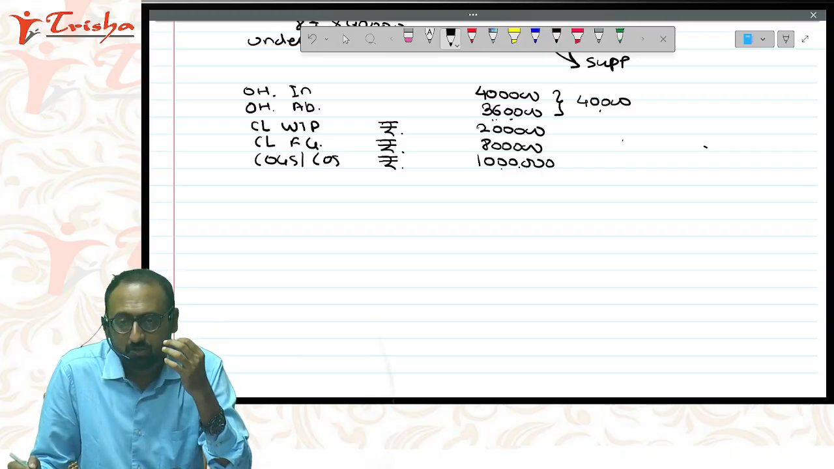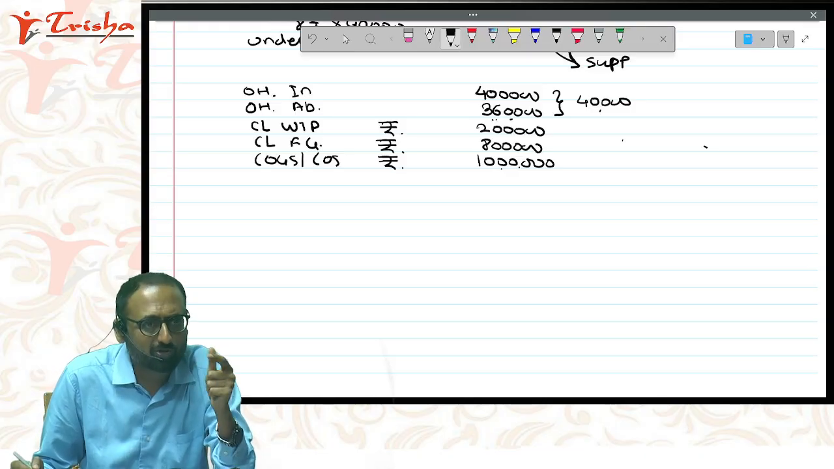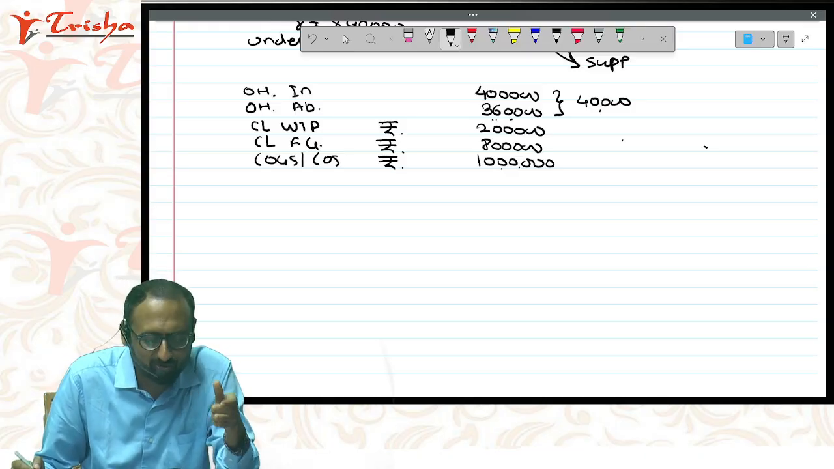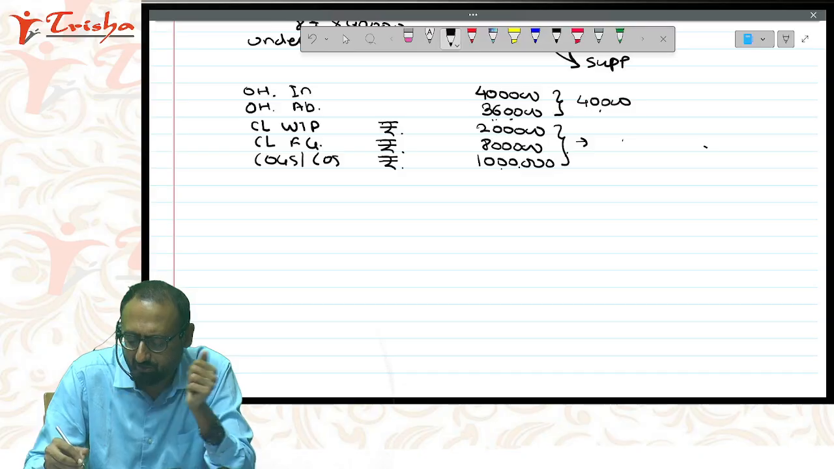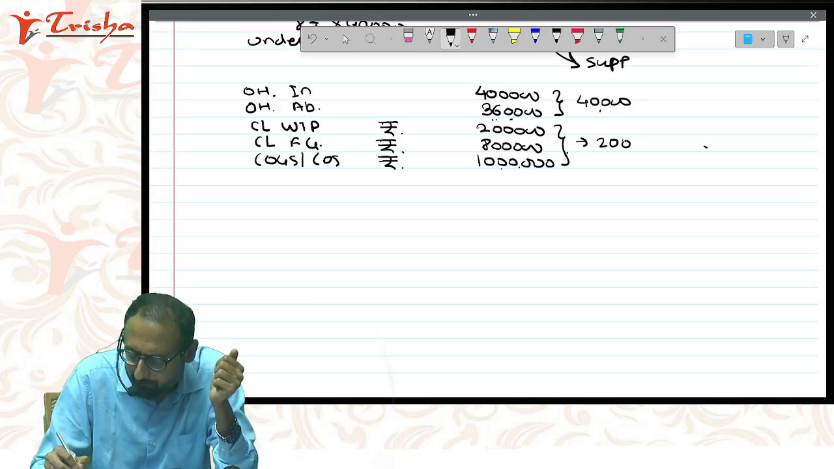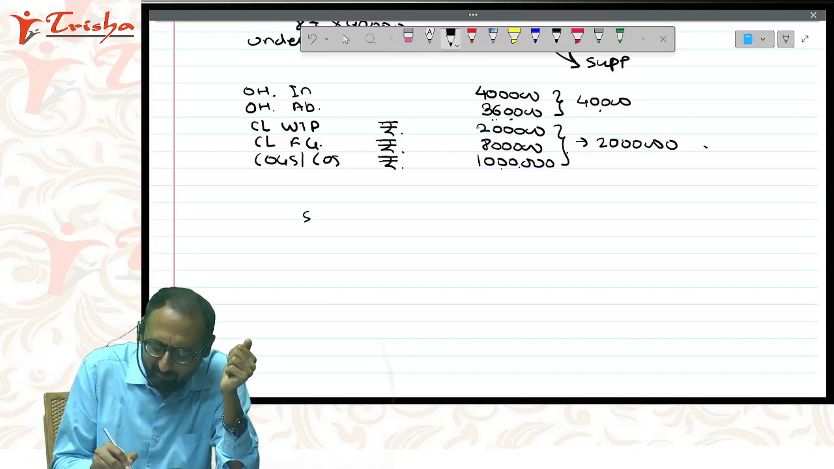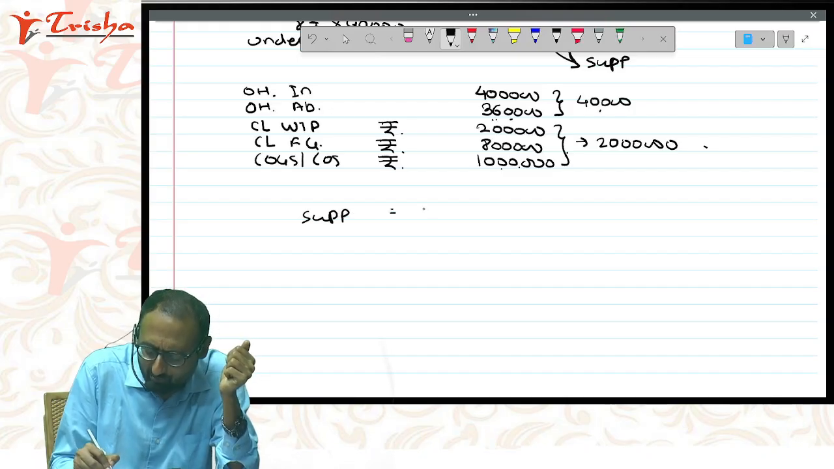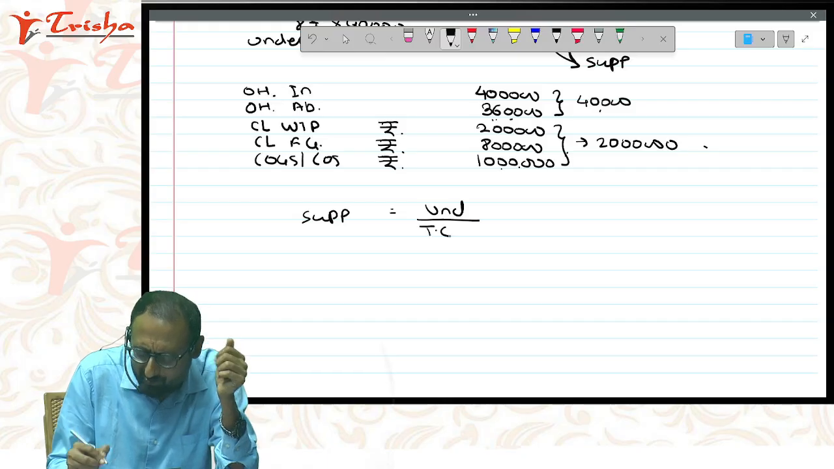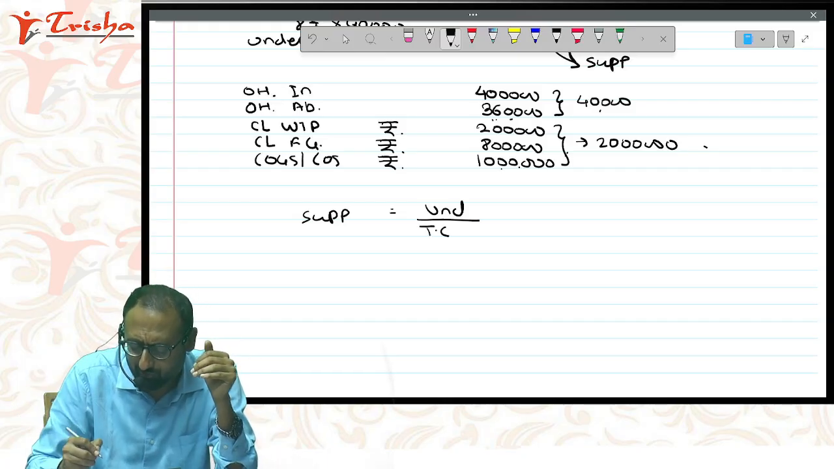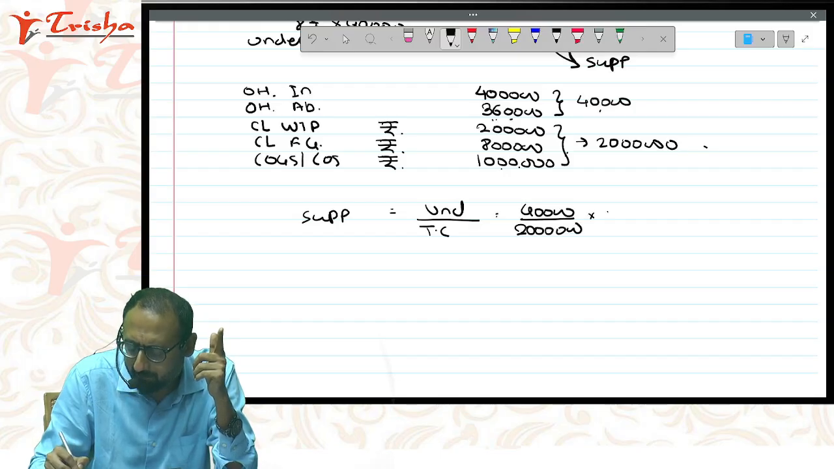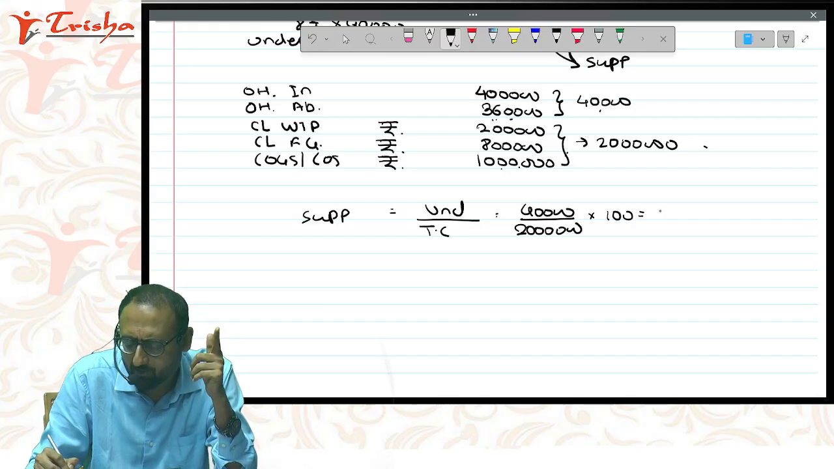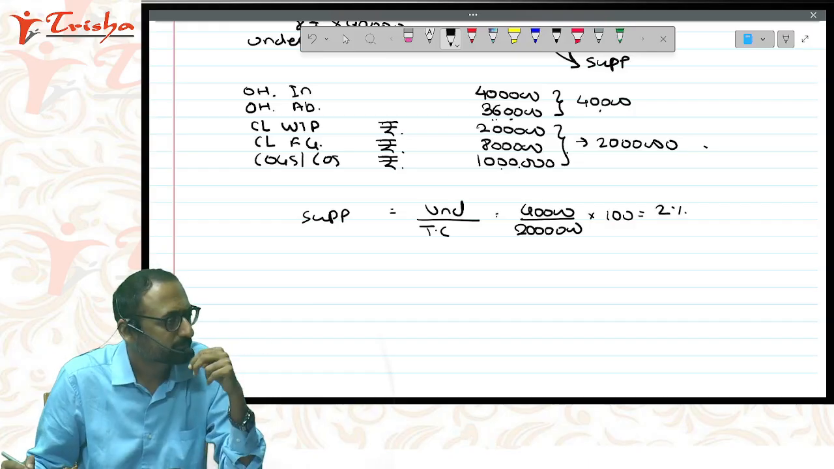Now you'll have to take the total of closing stock of WIP, closing stock of finished goods, and cost of goods sold or cost of sales. How much is the total of these? Is it 20 lakhs? So supplementary rate is equal to under absorption divided by the total cost of WIP stock, finished goods stock, and cost of goods sold or cost of sales. Your answer comes to 40,000 divided by 20 lakhs, and the answer will come in percentage, multiplied by 100%. How much percentage? Is it 2%?